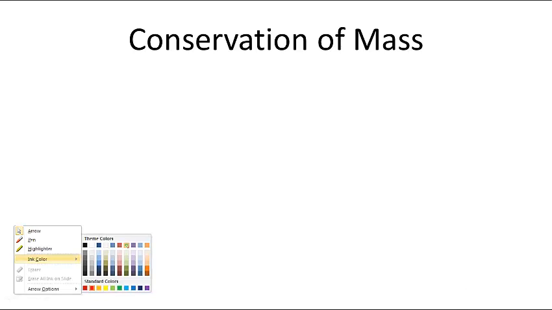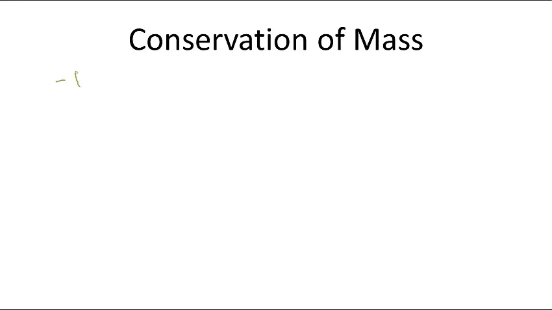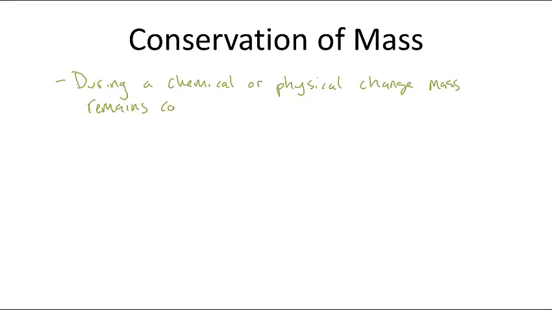It's that during a chemical or physical change, mass remains constant. Now, you've probably heard this as matter cannot be created or destroyed. That's essentially the way we're going to think about it. Is mass cannot be created or destroyed.